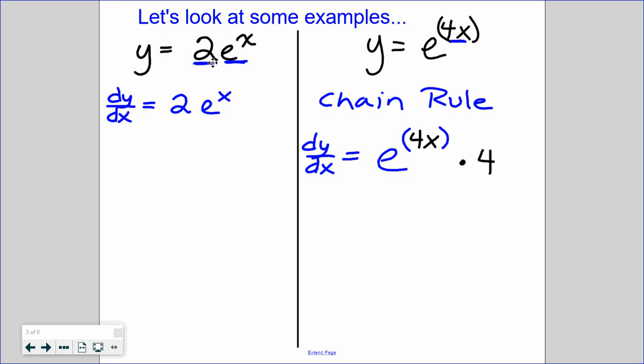Okay, so then, just to simplify this, we probably just move the 4 in front of the e to the 4x, and you can just write it as 4 times e to the 4x power. Okay, but the emphasis there is on the chain rule. If your exponent is more than x, you've got to substitute in place of x and then multiply by the derivative, using the chain rule.